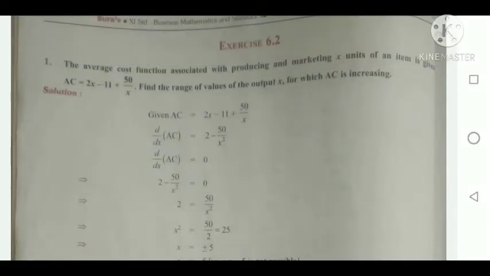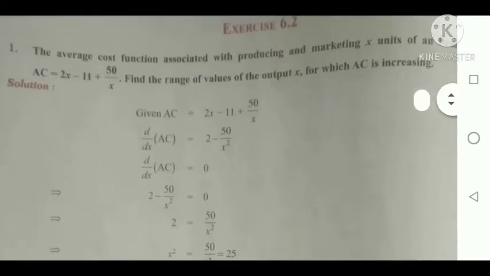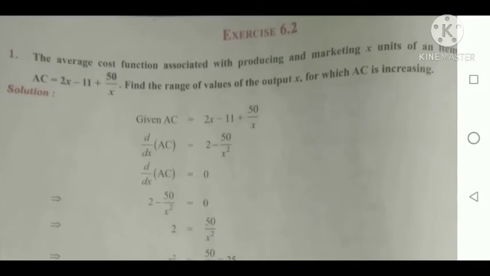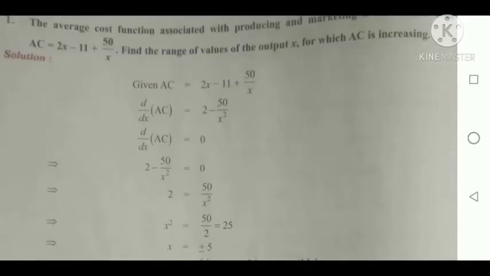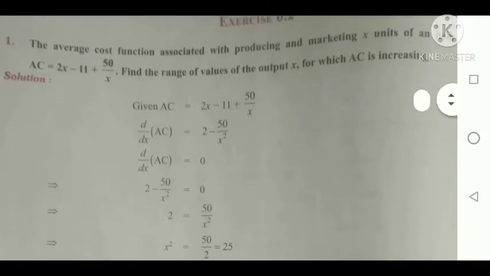Today we are going to see exercise 6.2. In this exercise we are finding the value of average cost when the market price is given. Not only that, we are finding the profit, whether the profit is maximum or minimum when the output varies according to the production. We are finding the range of values of output x for which AC is increasing or decreasing. This chapter is related to average cost.